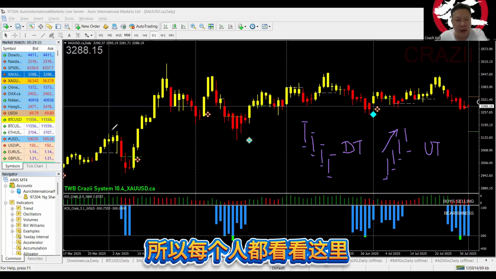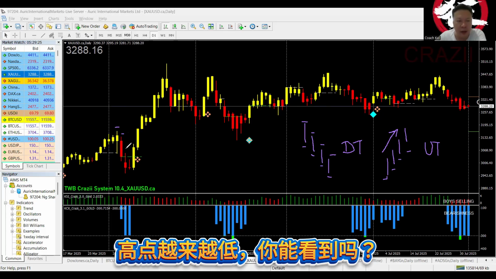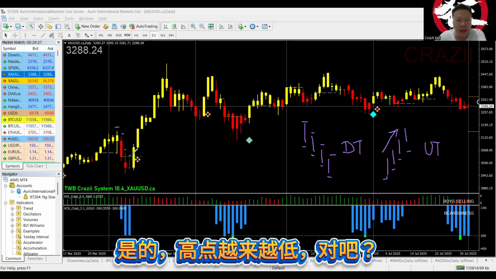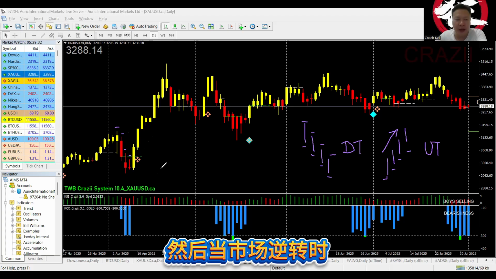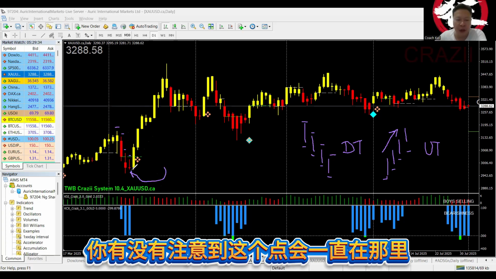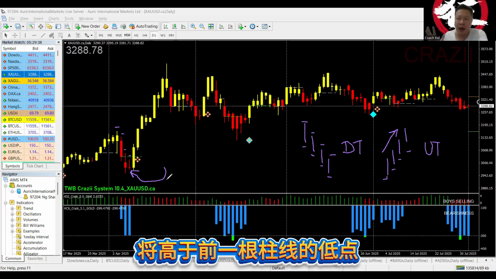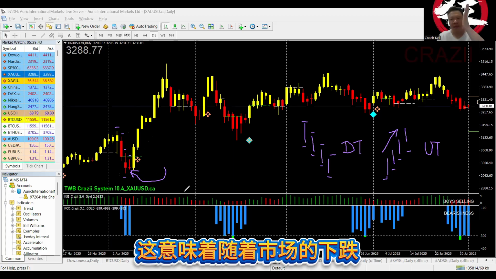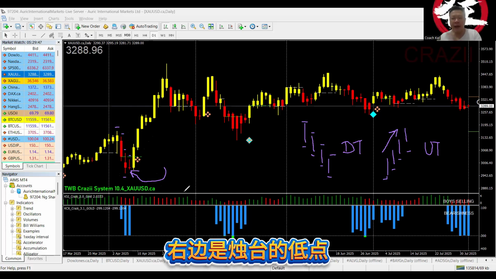All right, so everybody look at here. Do you notice that this is the high getting lower? Can you see that? Yes. The high getting lower, right? That's the first condition. And then when the market reverses itself, you notice that this guy will always be there, whereby the low of this bar will be higher than the low of the previous bar. So that means that as the market is coming downwards, there will be a turning point. And the turning point itself is where the candlestick has a low that is higher than the previous one.